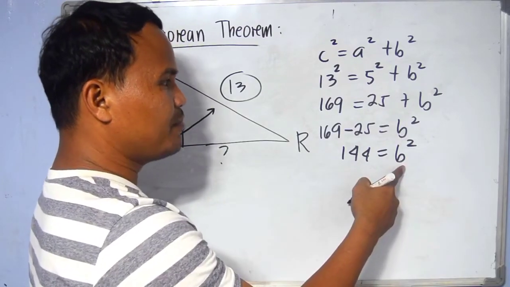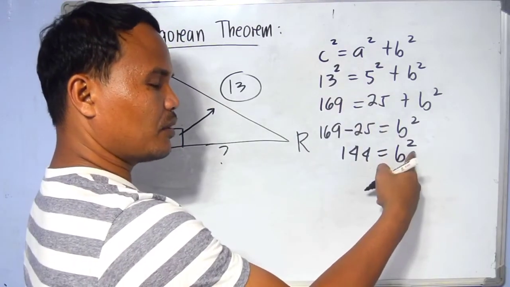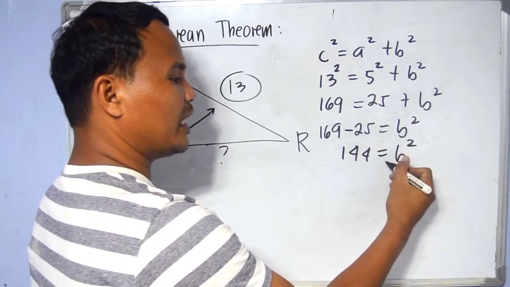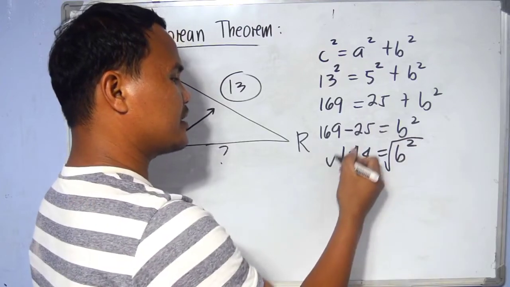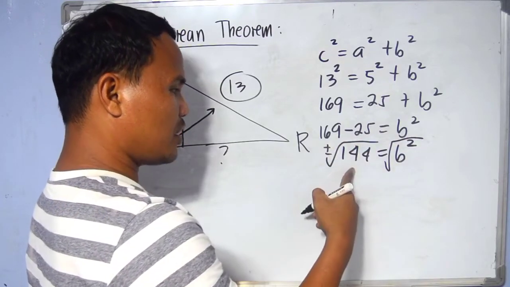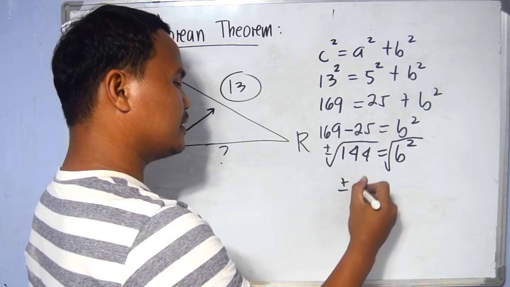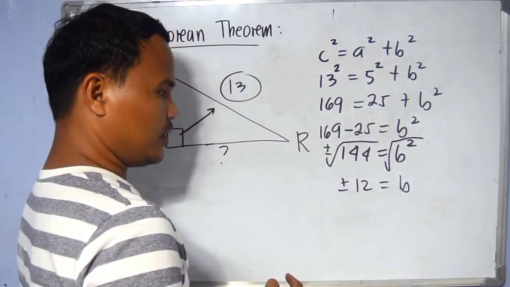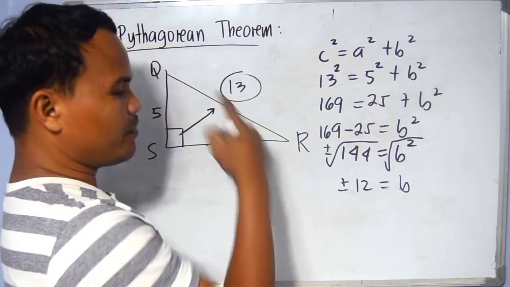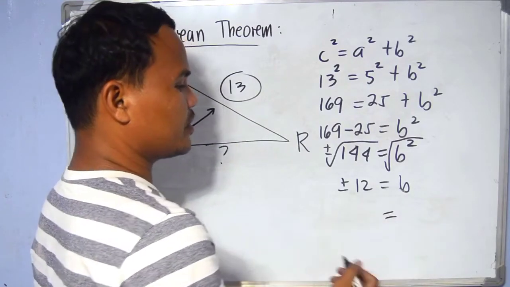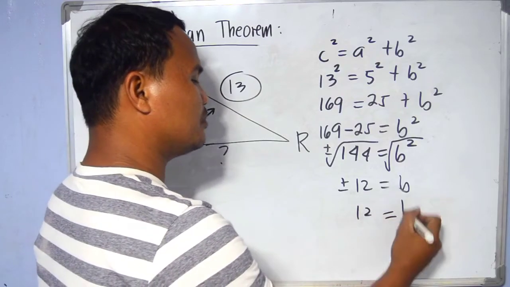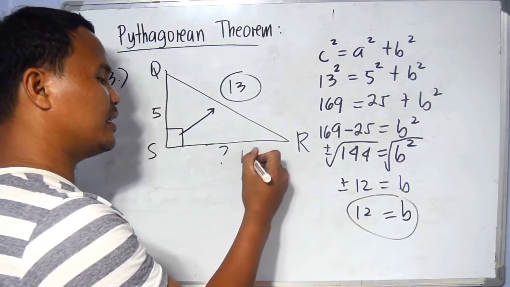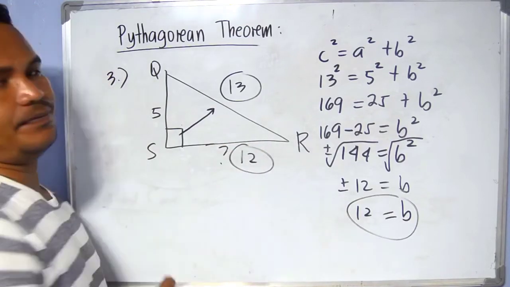Since we are asked to find B, or one of the legs, but we still have the square, we are going to take the square root of both sides. The square root of 144 is 12. Then we have B. Since we are dealing with measurement, we only take the positive one. So B is equal to 12. Therefore, the measure of one of the legs is 12.